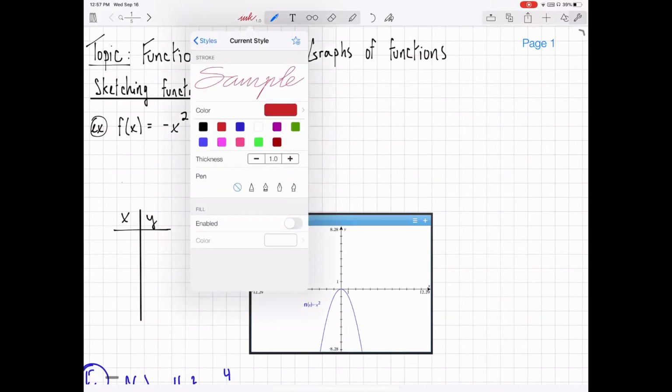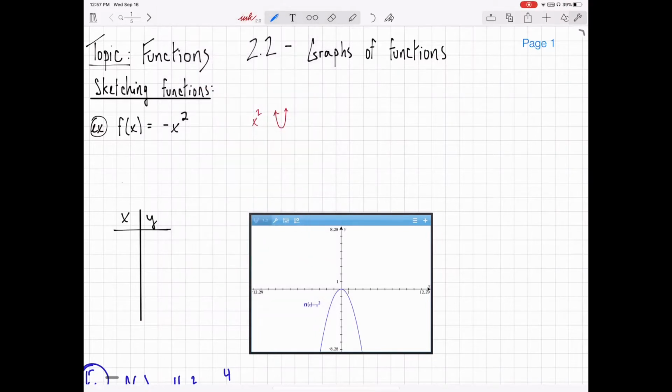Well, I'm actually going to make this ink a little bigger. So if you have a negative x squared, then it would be that same image flipped upside down. I graphed it on the Inspire calculator and I have this image here. That is our function.